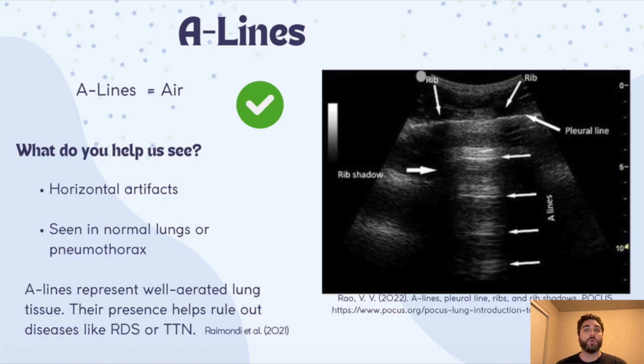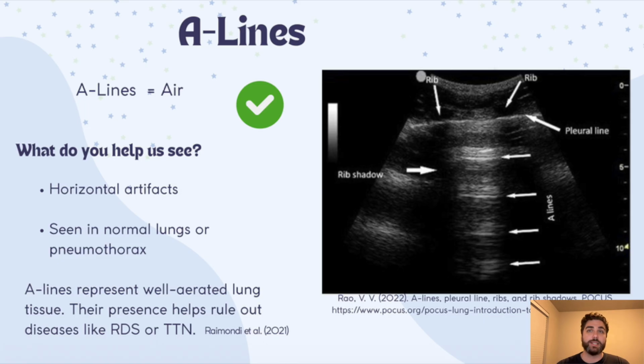A lines are horizontal repeating artifacts that appear beneath the pleural line. As you can see in this picture, the line at the very top is the pleural line that goes across, and then the repeating horizontal lines underneath it are your A lines. That's because, remember, you're not actually looking into the lungs because they are full of air, and lung ultrasounds rely heavily on that artifact aspect. This indicates normal, well aerated lung tissue, which is great.